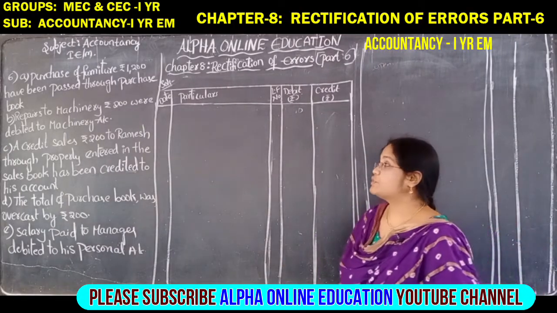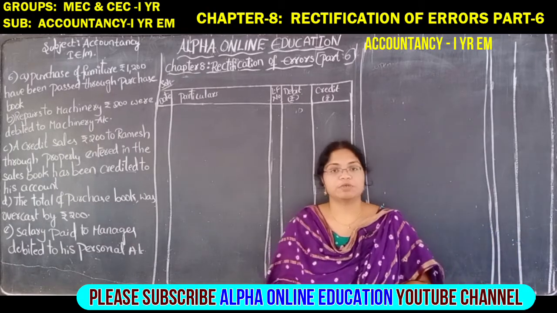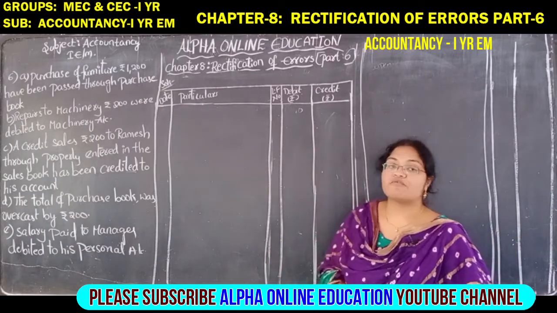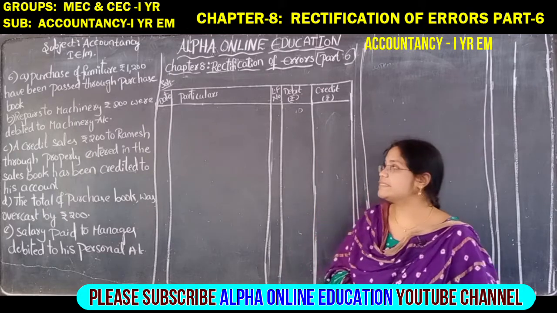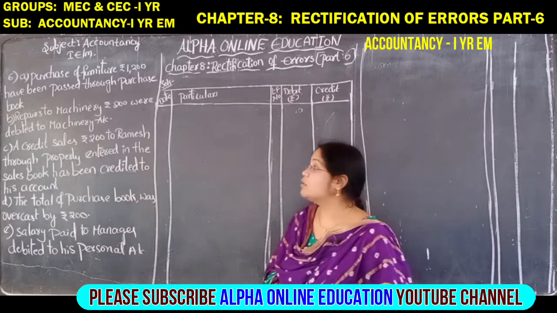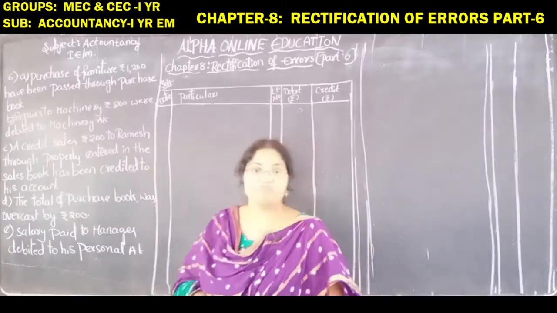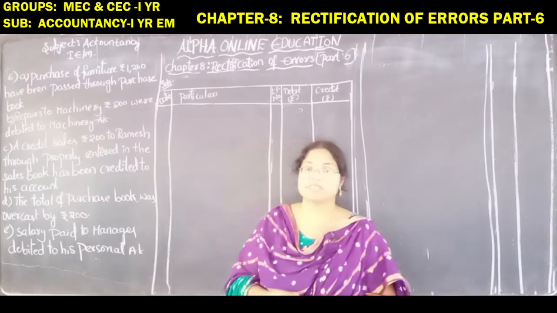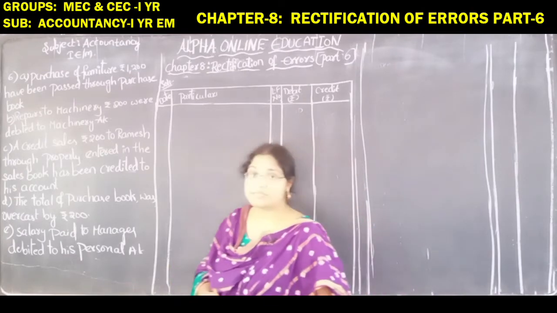Accountancy Part 1, first year, English medium. The chapter that we are dealing with is the rectification of errors, and this is the sixth session. In this sixth session, we are going to find the solution for the sixth problem. So first we have to see the entries.